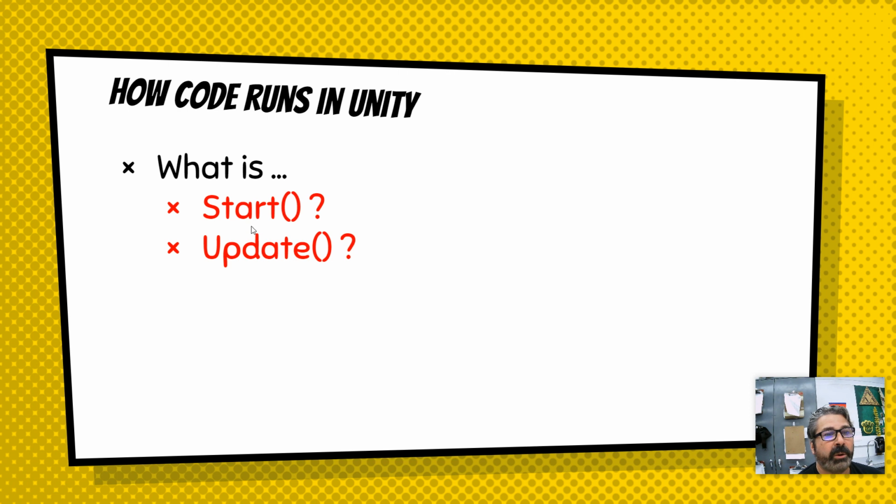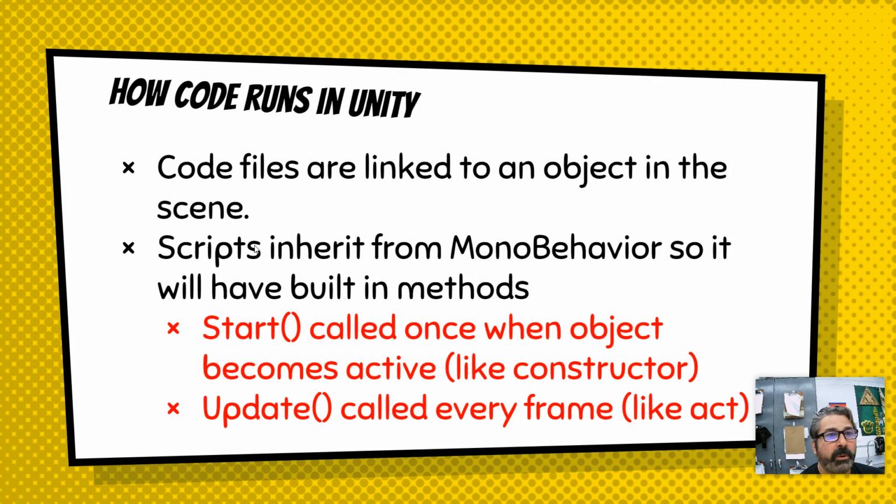So what is start and what is update? Code files are linked to an object in the scene. Scripts inherit from MonoBehaviour, so we have built-in methods. The start method is called once when an object becomes active, just like the constructor. So any code that you write in start runs one time right at the beginning. Any code that you put in update is called every frame, like the act method.